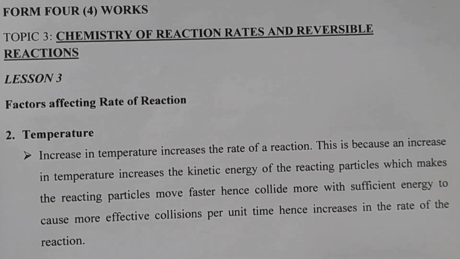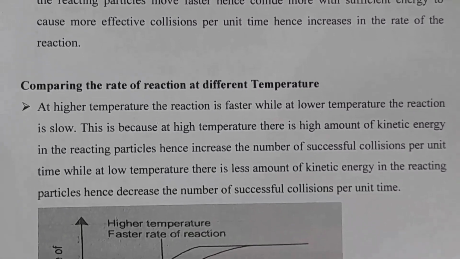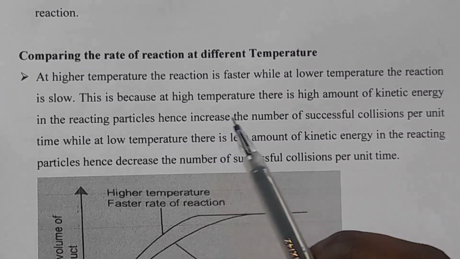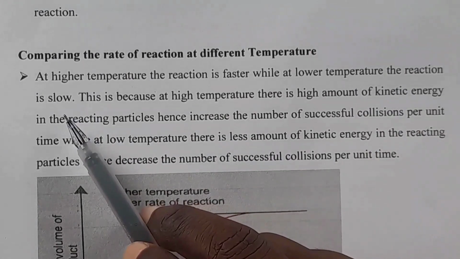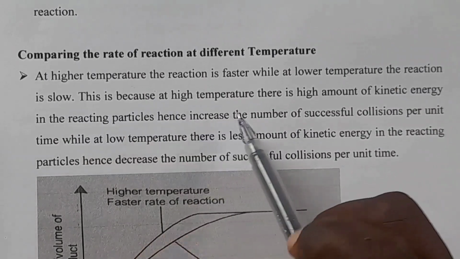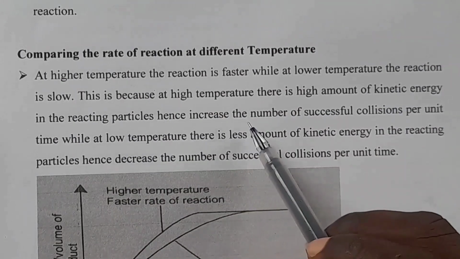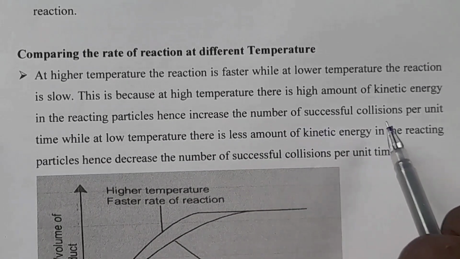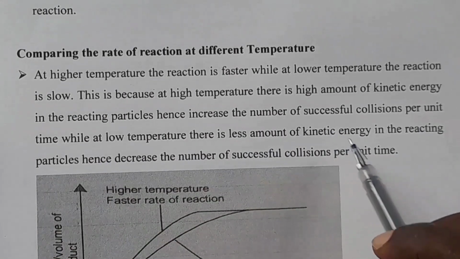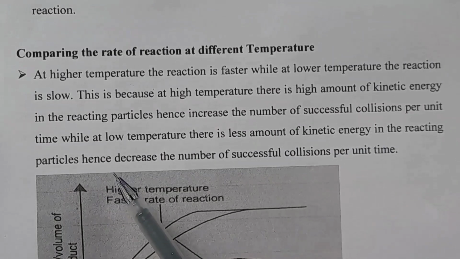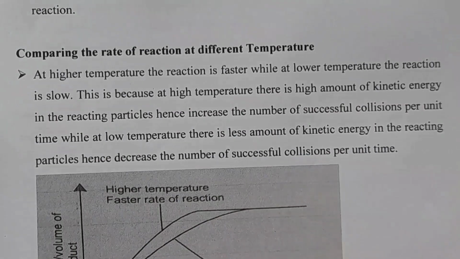Okay, next, let's compare the rate of reaction at different temperatures. At a high temperature, the reaction is faster, while at a lower temperature, the reaction is slow. Why? At high temperature, there is a high amount of kinetic energy in the reacting particles, hence increasing the number of successful or effective collisions per unit time. While at low temperature, there is less kinetic energy in the reacting particles, hence decreasing the number of successful or effective collisions per unit time.